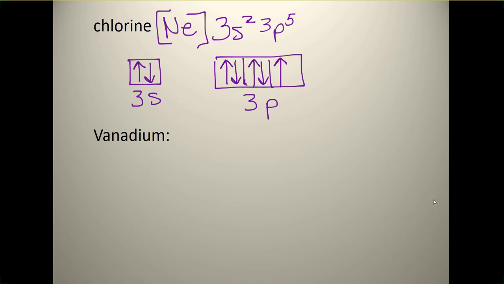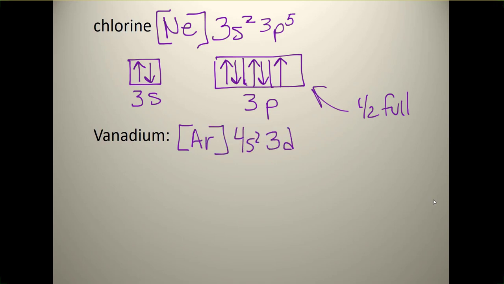So this is chlorine. What the orbital diagram shows us is that this is half full. All the rest of them are full, but this one's half full. So it has to do with bonding. All right, let's go to vanadium. So go back to the last noble gas configuration. So Ar, 4s2, and then remember that first row is 3d, and I have 3 in there.